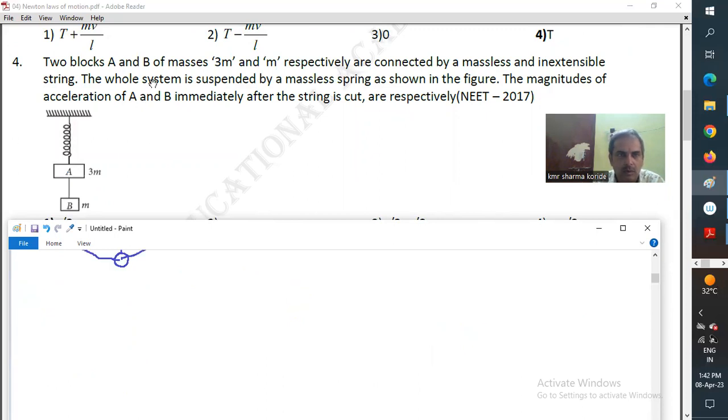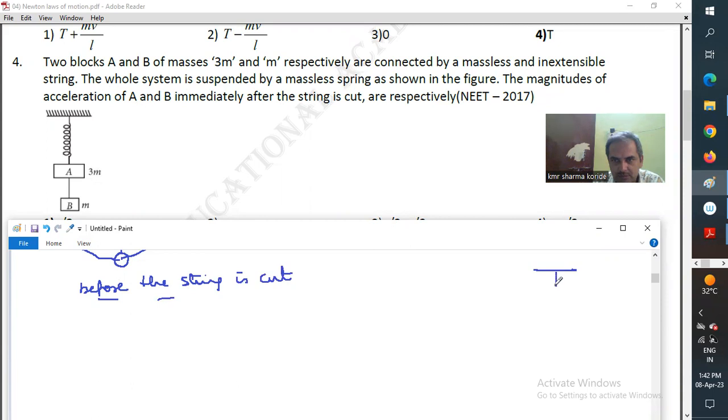Two blocks A and B of masses 3m and m respectively are connected by a massless and inextensible string. The whole system is suspended by a massless spring as shown in the figure. What are the magnitudes of the accelerations of A and B immediately after the string is cut? Before the string is cut, let us draw the free body diagram first.